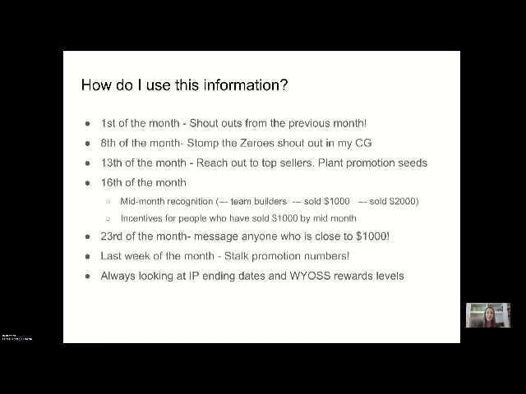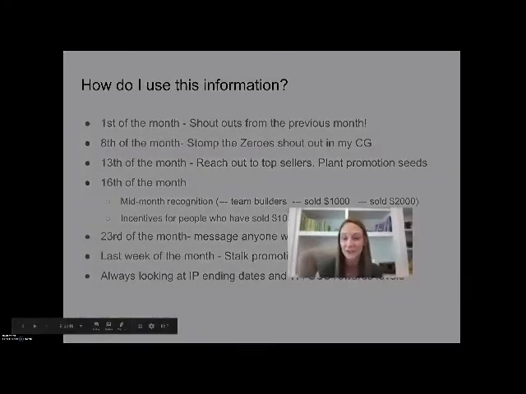16th of the month, mid-month recognition. So my team builders, anybody who's recruited, anyone who has sold 1,000, and then anyone who has sold 2,000. I also sometimes offer incentives for people who have sold $1,000 by mid-month so that they start the month strong. The 23rd of the month, I message anyone who is close to 1,000, and then the last week of the month, I am stalking promotion numbers, always looking at incentive period ending dates in the YOS rewards level and making sure that I am identifying anyone who is close.